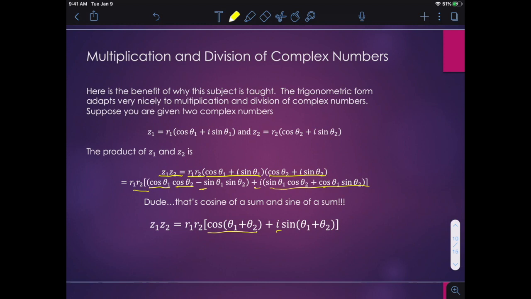So when we pull this all together, look at this. We have the product of z1 times z2 is equal to r1 times r2 times the cosine of a sum, theta 1 plus theta 2, and i times the sine of a sum, theta 1 plus theta 2. That's the cosine of a sum and the sine of a sum. So there we are, multiplication of complex numbers.